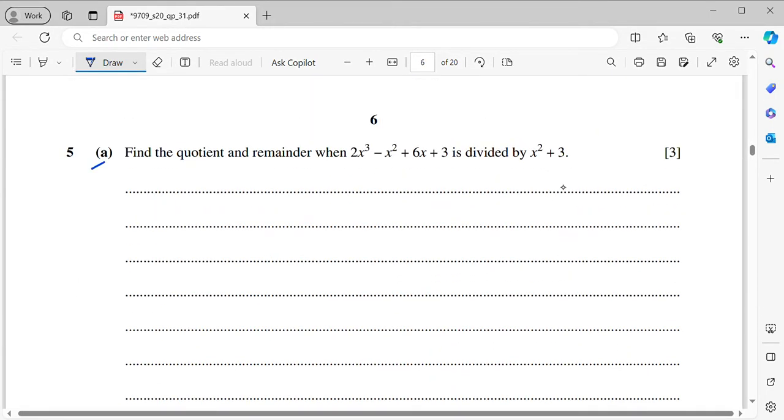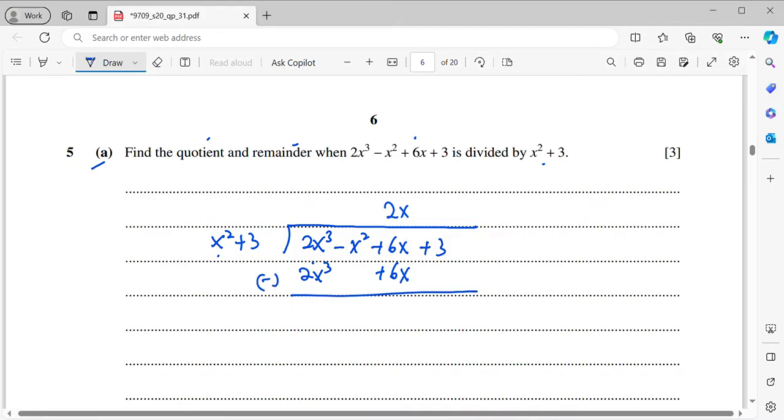Okay, next question 5a. Find the quotient and remainder when the cubic function is divided by x squared plus 3. So this can be done using polynomial division. So I will use polynomial division: 2x cubed minus x squared plus 6x plus 3 divided by x squared plus 3. So a term multiplied to x squared to get 2x cubed, that term must be 2x. So here 2x times x squared will be 2x cubed. 2x times 3 is plus 6x.